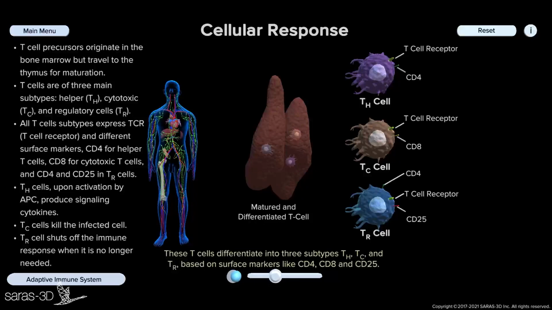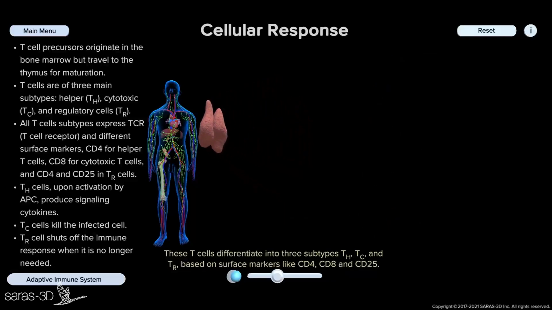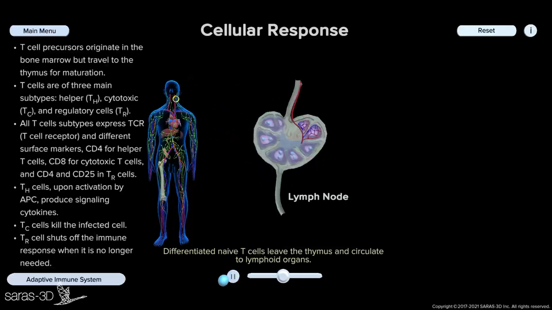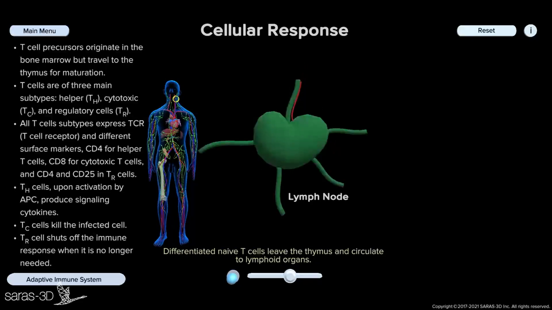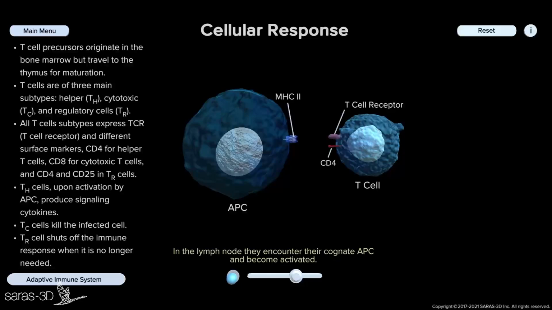Now a proportion of these mature T cells continuously migrate from the thymus into the blood and other lymphoid organs, maybe lymph node or spleen, where they play a major role in the body's specific immune response. The antigen-presenting cells in the lymphoid organ present the antigens to these mature T cells, where they proliferate into different subset populations. Now let's see what happens inside the lymph node.